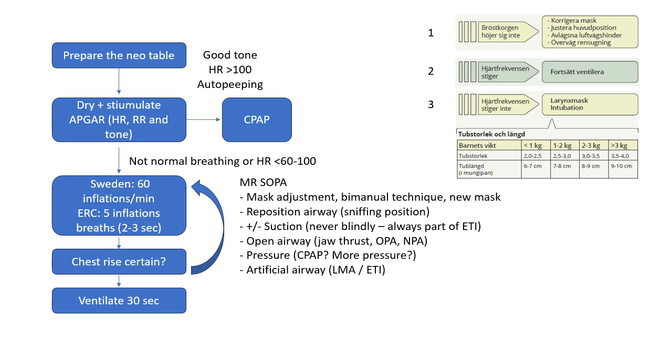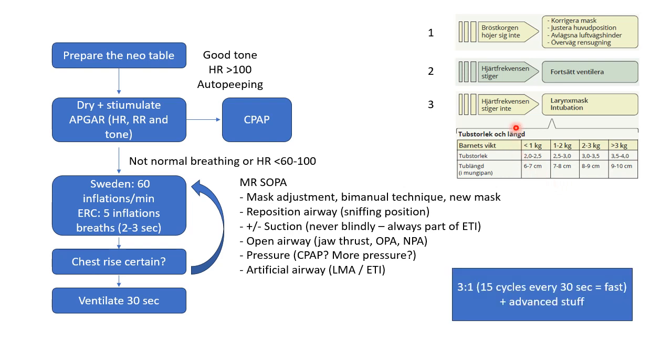All right, and then you have sizes down here. And if that's the case, once you have the LMA in, or once you've considered getting the LMA in, depending on which guideline you want to follow, then you do 15 cycles every 30 seconds. So it's 1, 2, 3, psst, 1, 2, 3, psst. One person is doing bilateral chest compressions, with the thumbs on the chest and the hands around the child. And you do 15 of these 3-to-1 cycles every 30 seconds, and that's fast. And then you begin to prepare for all the advanced stuff.